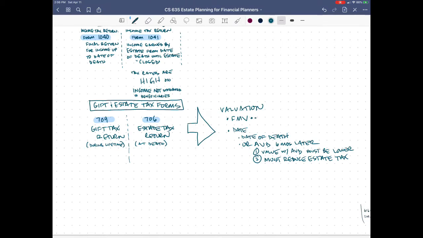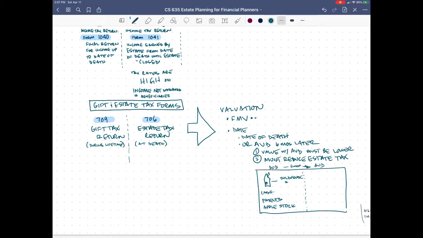Now, there are some exceptions within, let's say, you've got this alternate valuation date that you want to use. You're like, hey, I totally want to use this, but we have this estate and it was made up of, let's say, a house, and it also had cash, patents, and it had Apple stock. And let's say between the date of death and the alternate valuation date 6 months later, the executor sold the house 3 months in for $30,000. It was a small house.